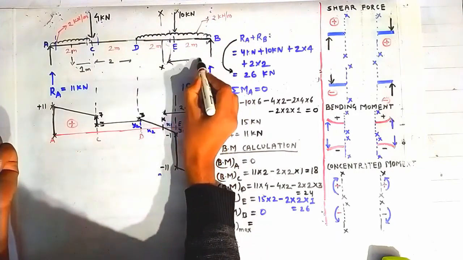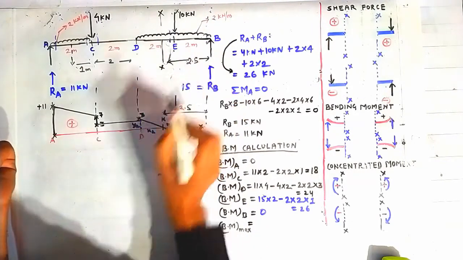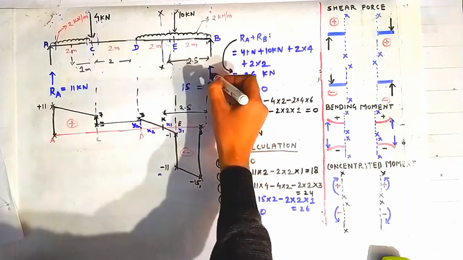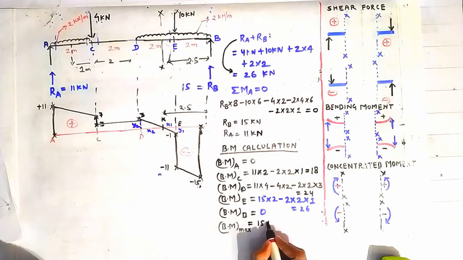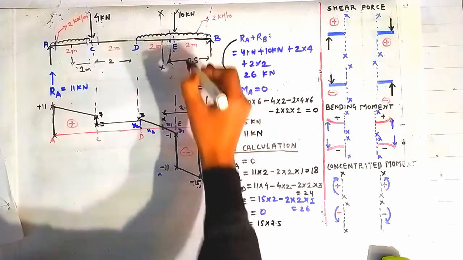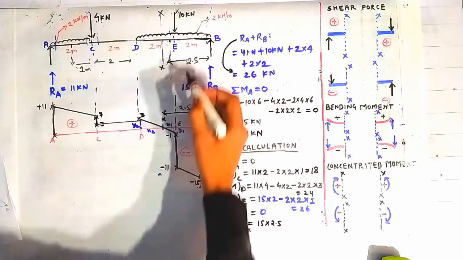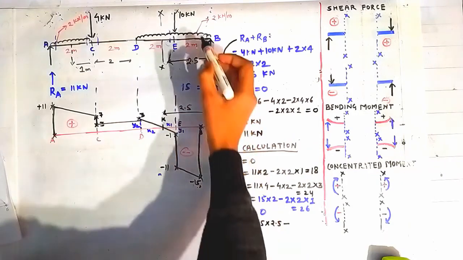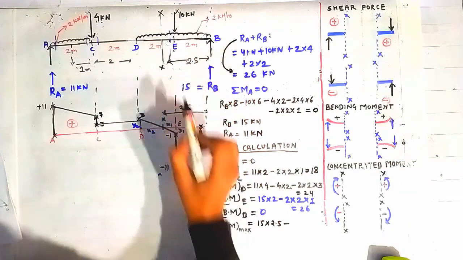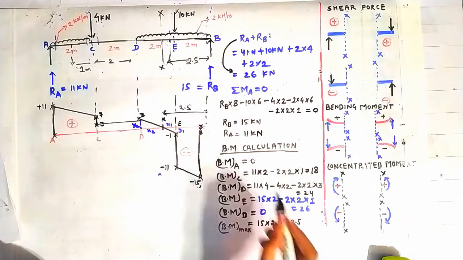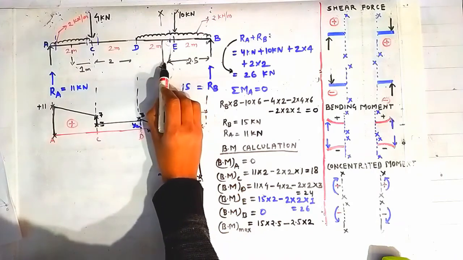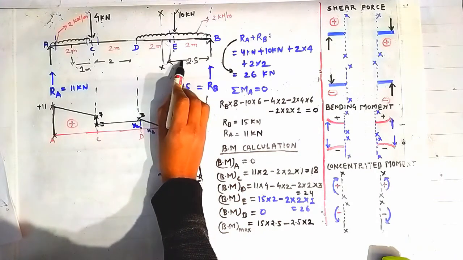Now you can find out the bending moment at this distance. Because of this reaction RB, there will be a positive bending moment of magnitude 15 into 2.5, that is this force into this distance 2.5. And because of this UDL there will be a negative bending moment. The length of this UDL is 2.5 and the intensity is 2 kilonewton, and it will act at a distance of 2.5 divided by 2 from this section.